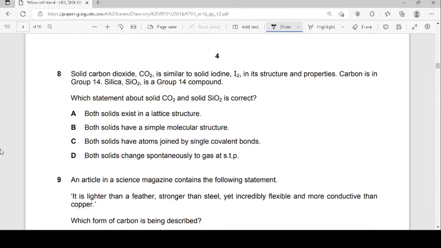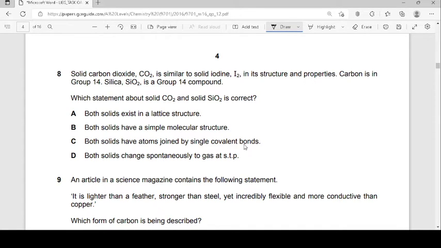Next question. Silicon dioxide, SiO2, is similar to solid iodine, I2, in structure and properties. Carbon is in group 14. Silica, SiO2, is a group 14 compound. Which statement about solid CO2 and solid SiO2 is correct?